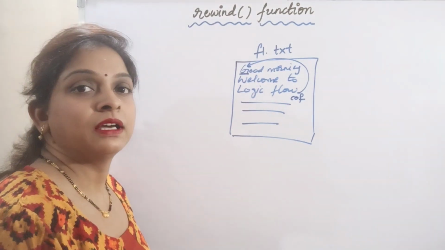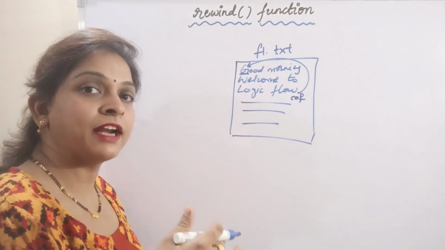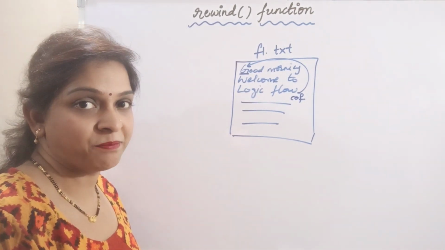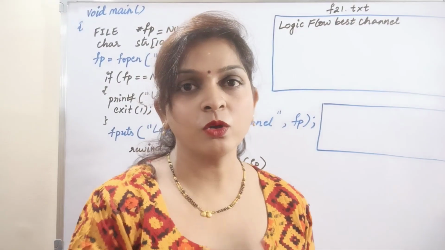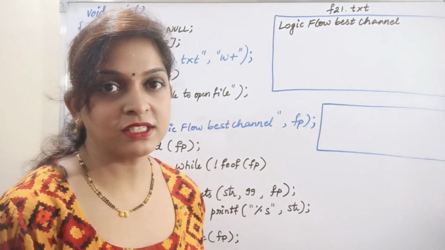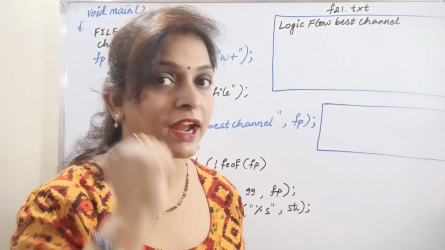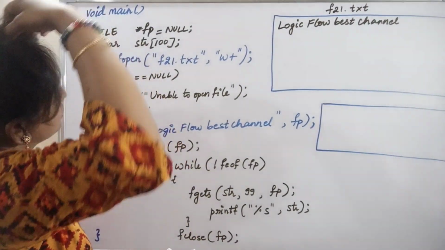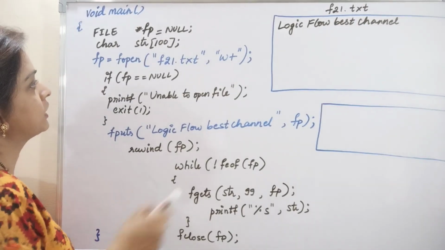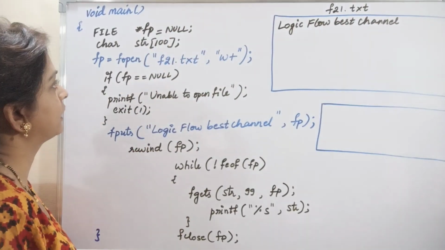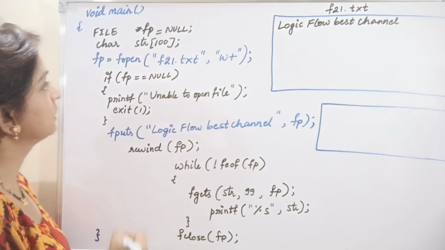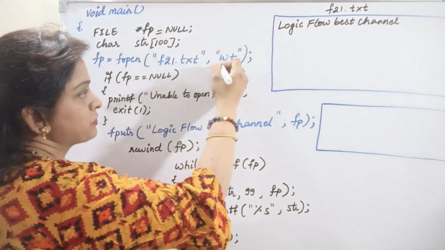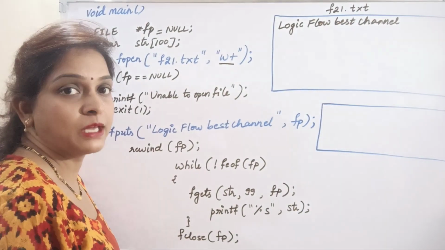So how to write the content, how to rewind the pointer and then how to read the content, let us see with an example program. So here we go with the complete program to understand this rewind function. As usual, we have the main function, we have the file pointer fp initially pointing to NULL and then we have the character array str. Then as usual, open f21.txt, just observe here, we are trying to open the file in w+ mode.